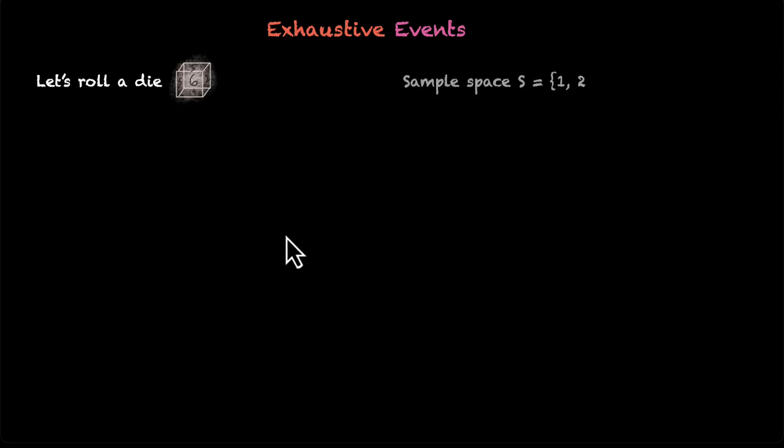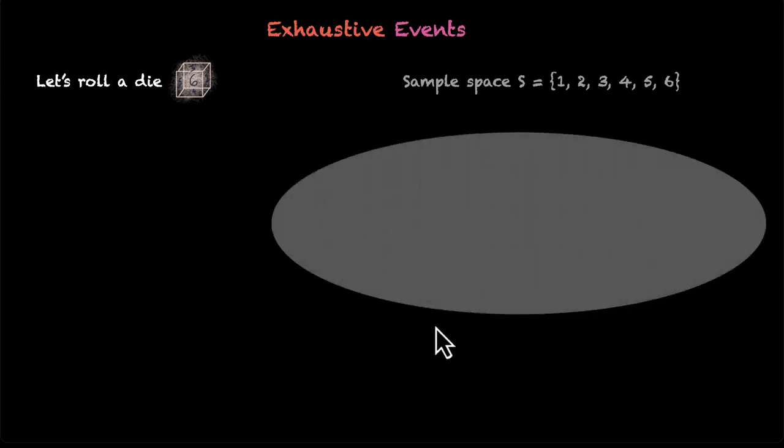In this video, we're going to cover exhaustive events. Again, let's do this with an example. Let's roll a die, and this is our sample space: 1, 2, 3, 4, 5, and 6. Let's put the sample space down. This is our sample space, and these are our sample points: 1, 2, 3, 4, 5, and 6.